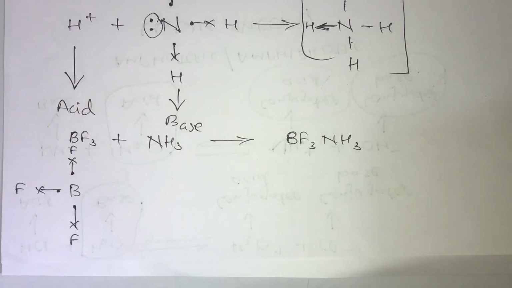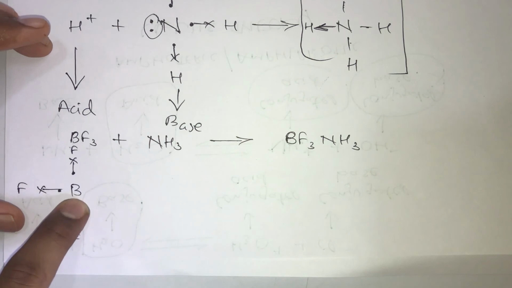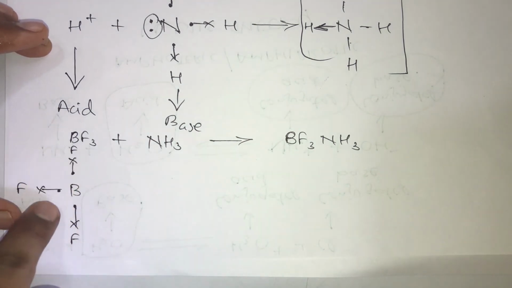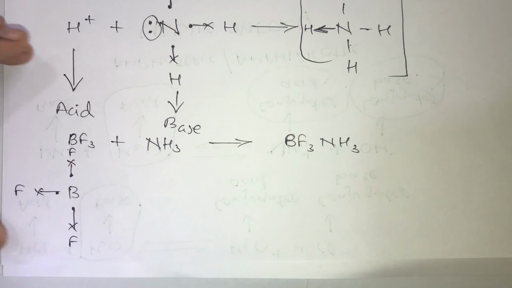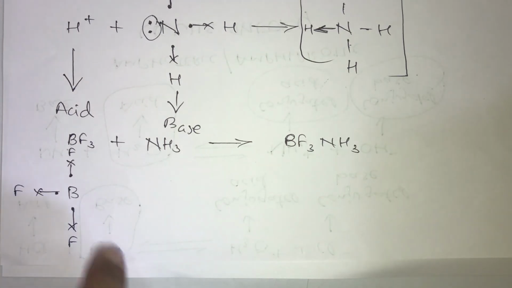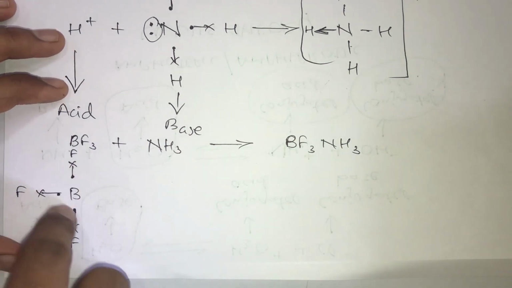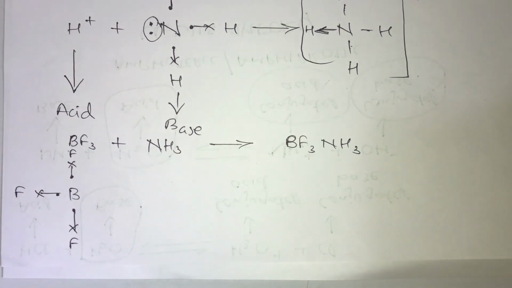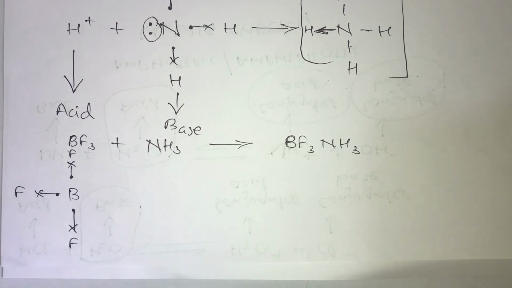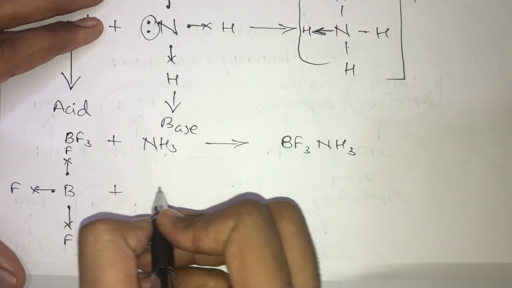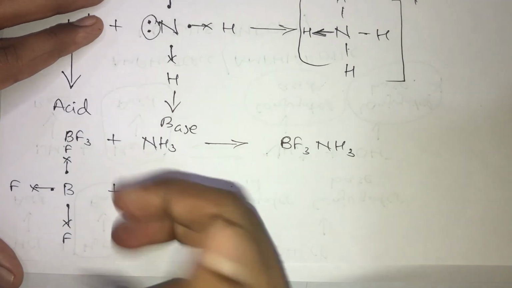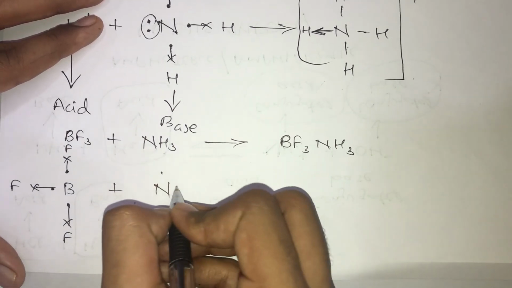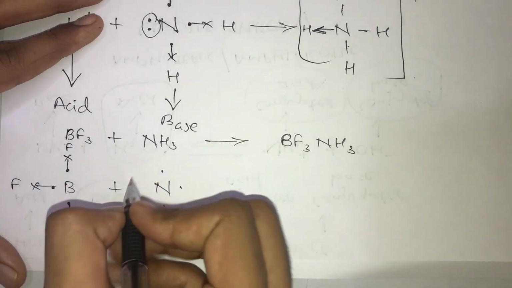But if you observe carefully, this boron has only 6 electrons, 1, 2, 3, 4, 5 and 6. But it requires 8 electrons to complete its octet. Although it is sharing 3 more electrons, 3 plus 3 is giving it only 6. It requires minimum 8 electrons to complete the octet, so it is obvious that it requires 2 more electrons. So what is it going to do? It is going to combine with NH3. Nitrogen has 5 electrons in its outermost shell.